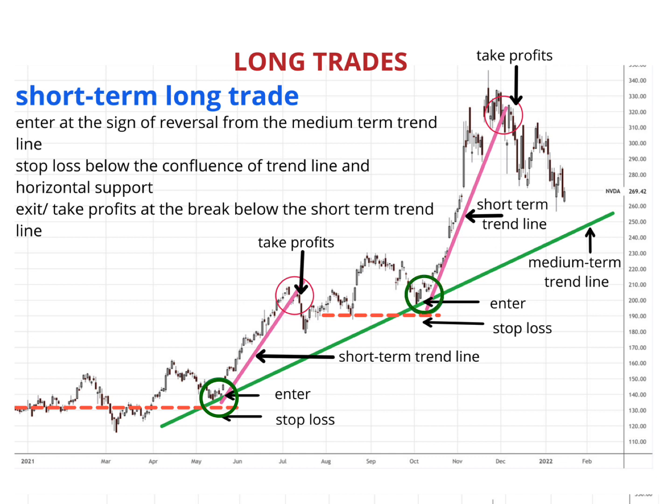So in a short-term long trade, enter at the sign of reversal from the medium-term trend line. Set a stop loss below the confluence of the trend line and the horizontal support. And then exit or take profits at the break below the short-term trend line.